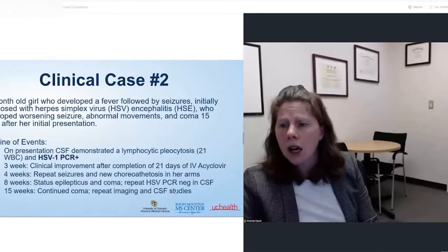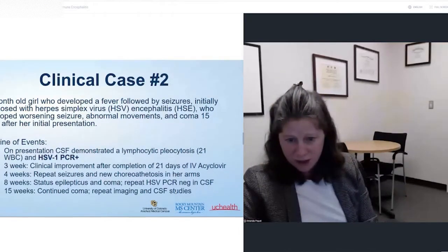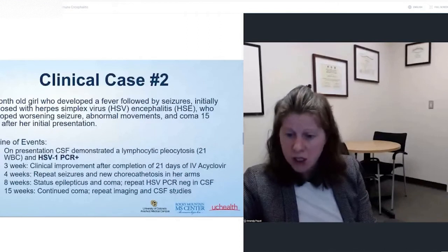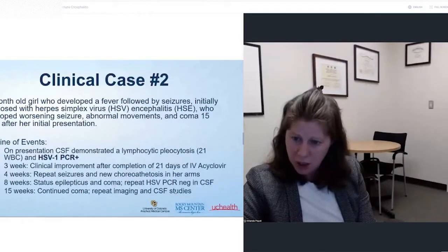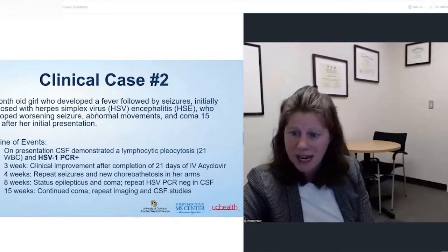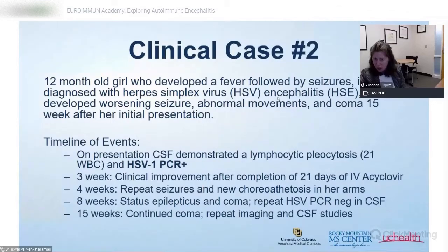So moving on to our next clinical case, we have a pediatric case of a 12-month-old girl. She developed fevers and seizures and was appropriately diagnosed with herpes encephalitis, or HSV encephalitis. Here I outline the timeline of events.